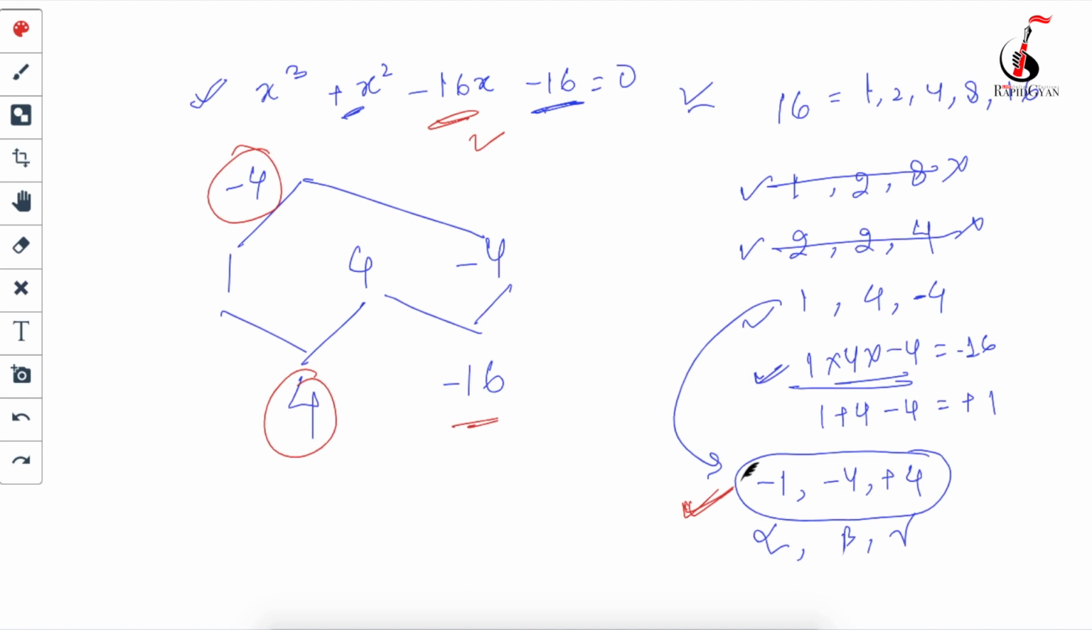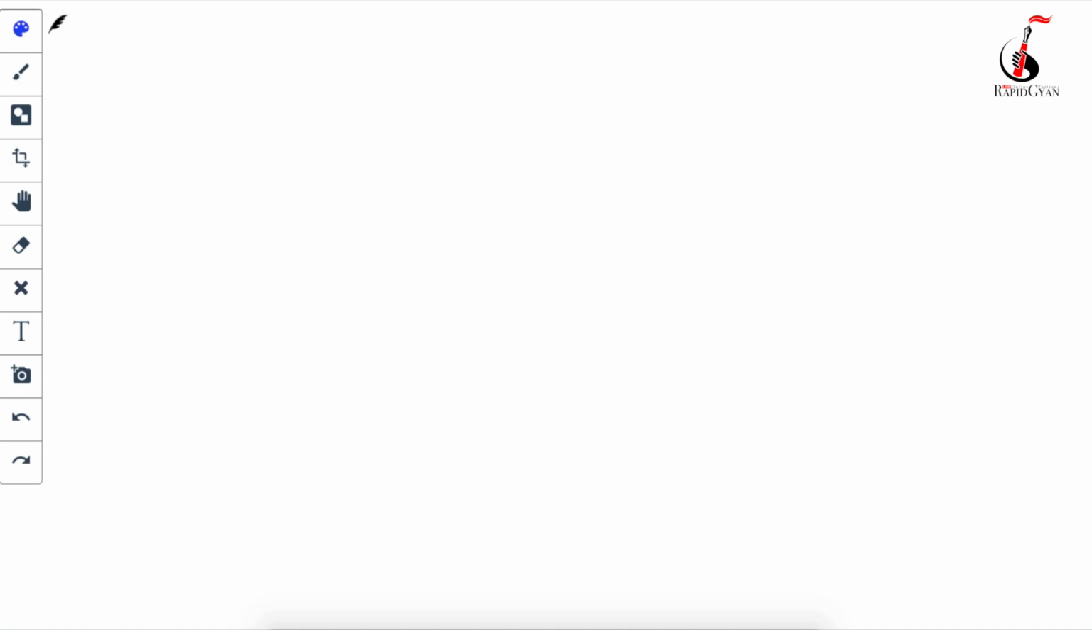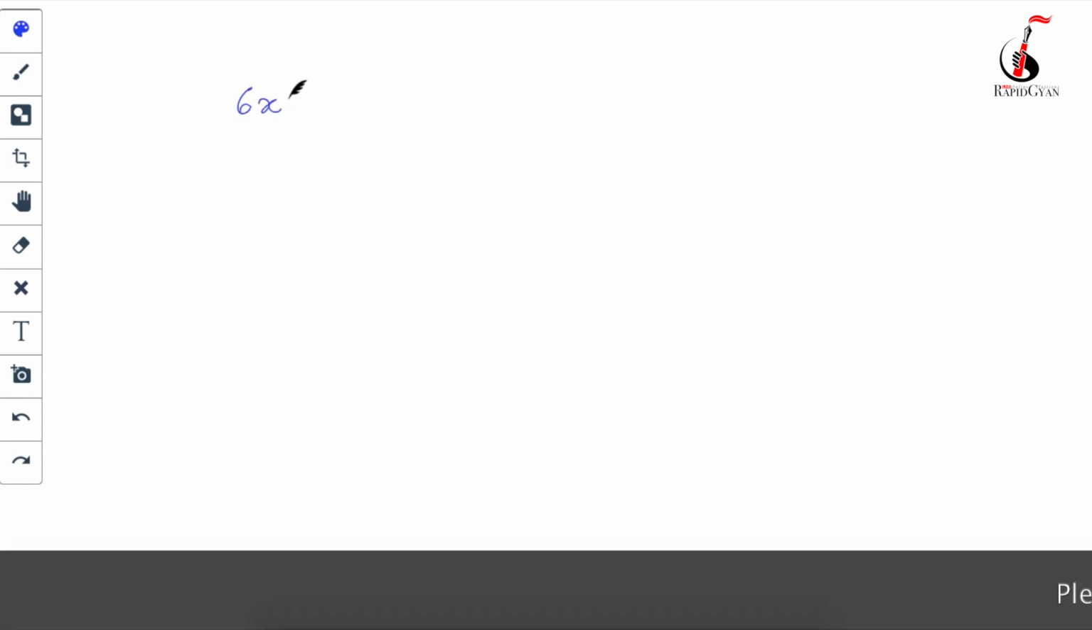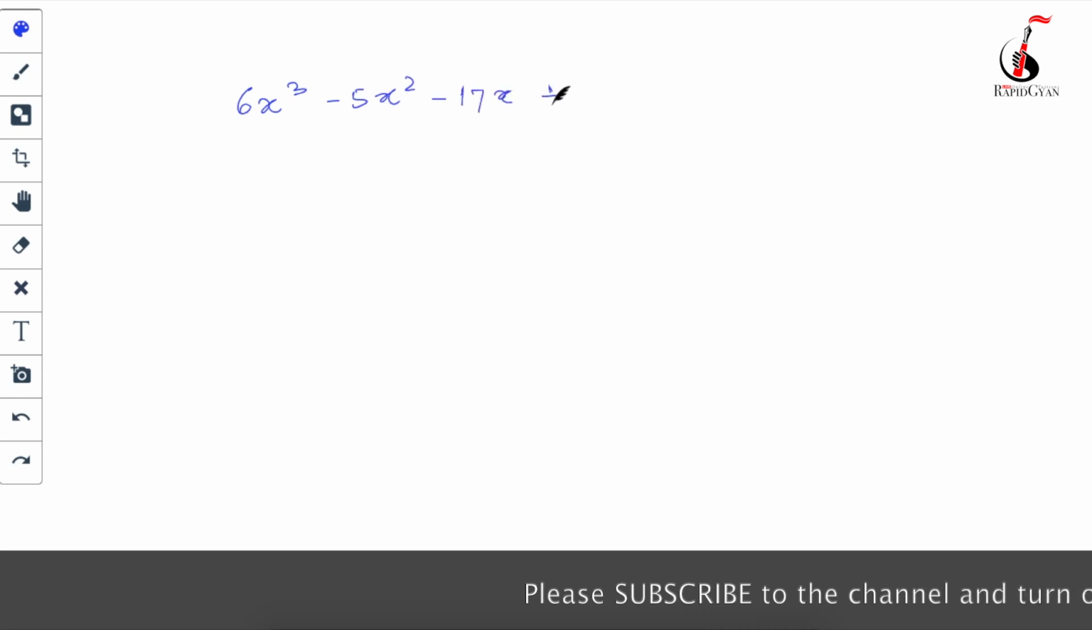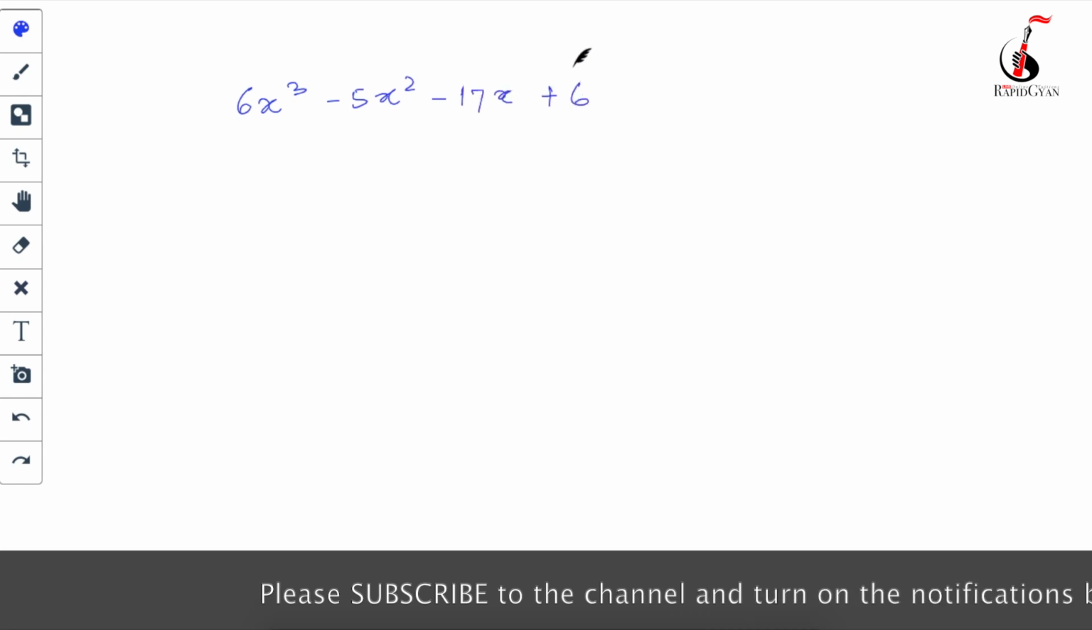So I have told you how to solve any cubic equation if the coefficient of x cube is 1. Now I am going to tell you how to solve your question if the coefficient of x cube is not 1. Okay, so let's go there. I will take one example. Suppose I take 6x cube minus 5x square minus 17x plus 6. Okay, so this you will have to solve.